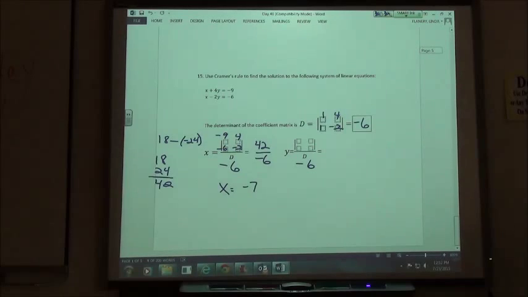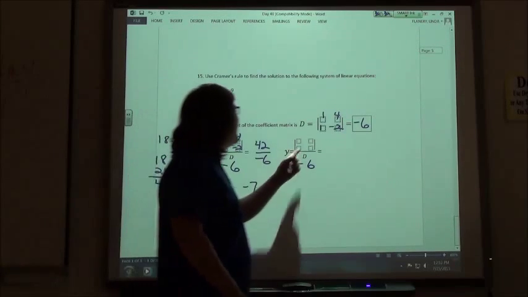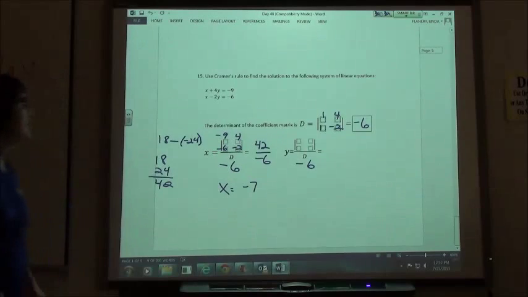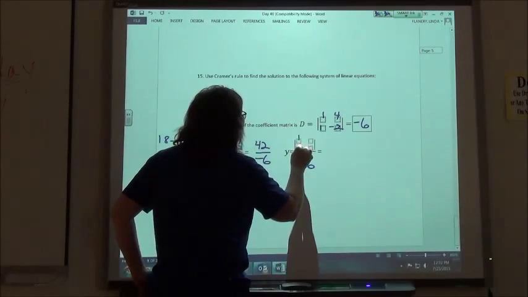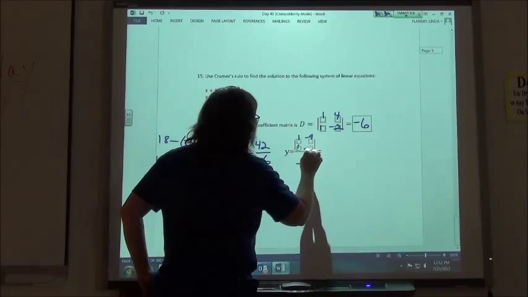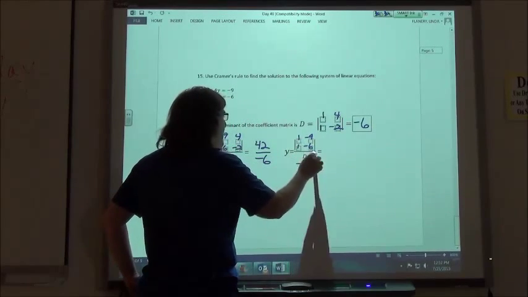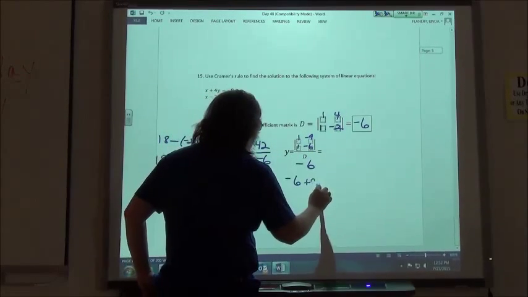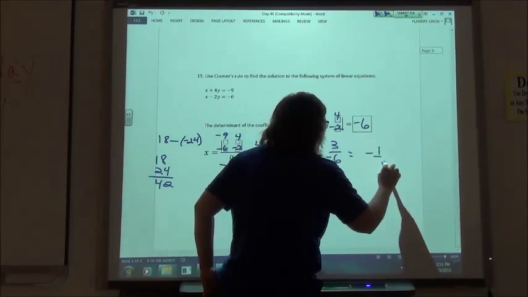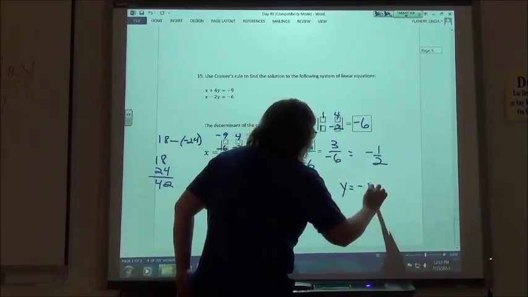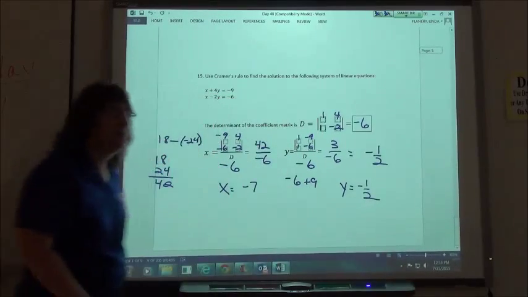She says sure. All right, let's check y. What's my determinant on y? I didn't even put the numbers in yet. So 1, 1, negative 9, and negative 6. So I'm going to have negative 6 plus 9, which is 3. 3 over negative 6. Y must be negative 1/2 then, huh?